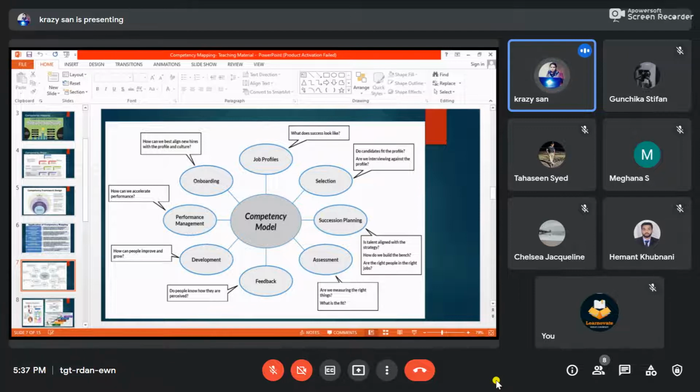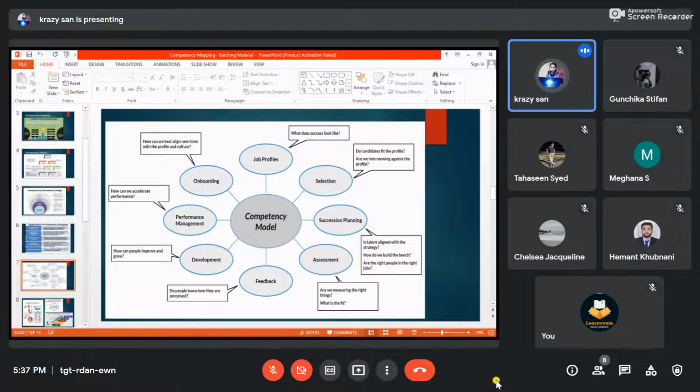Then succession planning. Is talent aligned with the strategy or not? You should see that. How do we build the bench? Bench means the proper door or strict things for employee and employer both. Are the right people in the right job or not? That answers it. Succession planning is only possible if you see the right person in the right job, and that person again needs another succession planning.